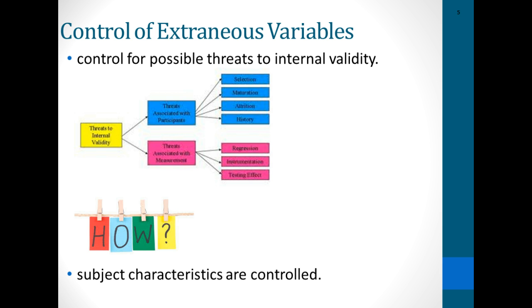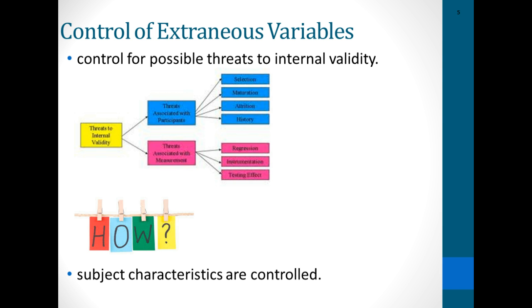So if you think back to our discussion of threats to internal validity, we talked about this idea of extraneous variables. And essentially extraneous variables are those threats to internal validity. So in experimental design, the researcher has the ability to control many aspects of the experiment. It's actually the responsibility of the researcher to try to control for these, because you're trying to control for possible threats to internal validity.